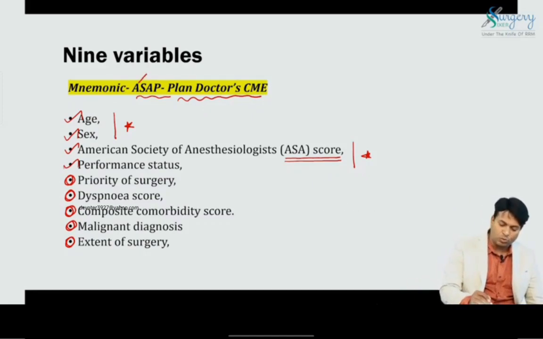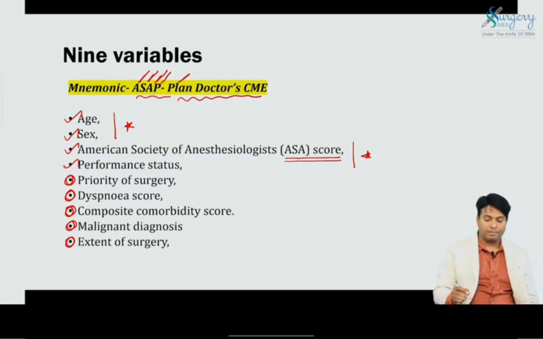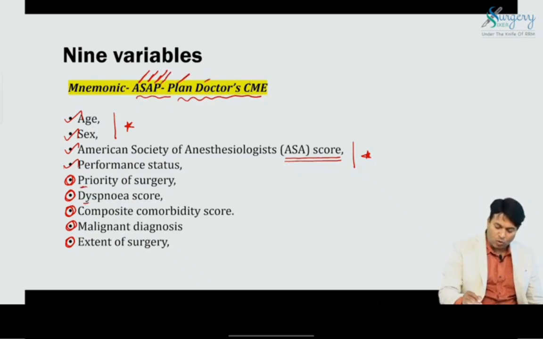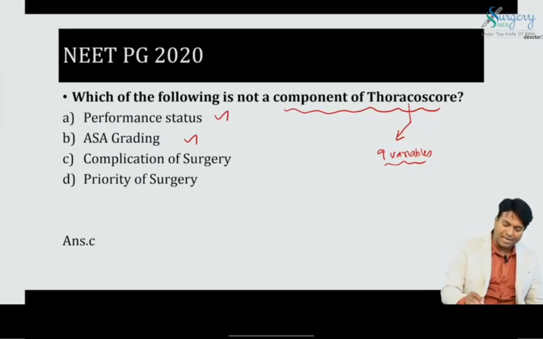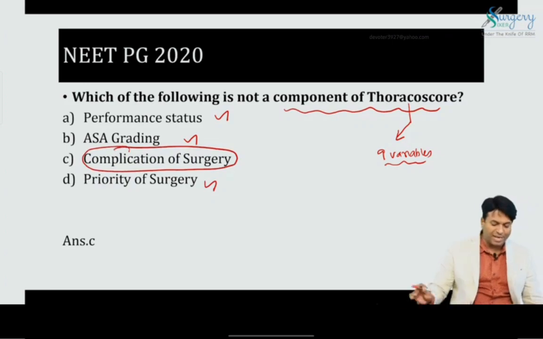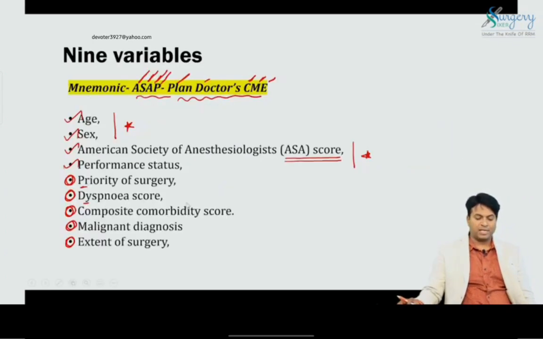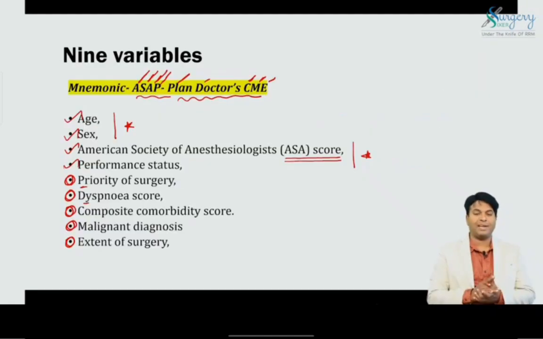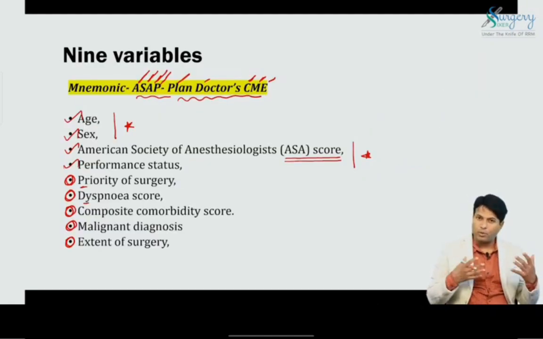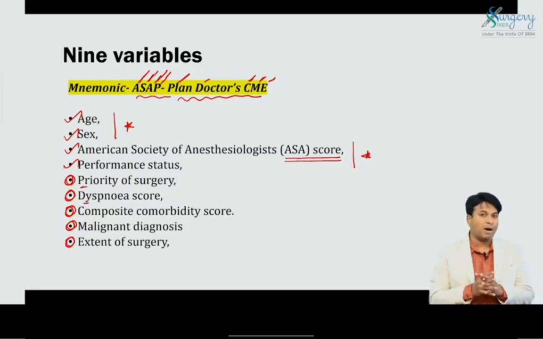So please don't forget: ASAP, age, sex, ASA grading, performance score; P for priority of surgery, D for dyspnea score, comorbidity score, malignant diagnosis, and E for extent of surgery. So performance status is there, ASA grading is there, priority of surgery is there, but complication of surgery is not there in the scoring. Complication of surgery is not a component, because it is a preoperative score, planned preoperatively. Before going for surgery, we consider the extent of surgery, for example if I'm going to do a pneumonectomy, it will take 4 hours. With all these things, we predict the mortality in the patients. So the mortality prediction is with the help of the Thoracoscore.